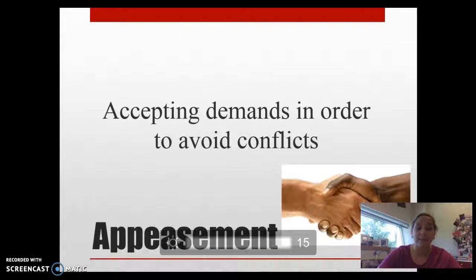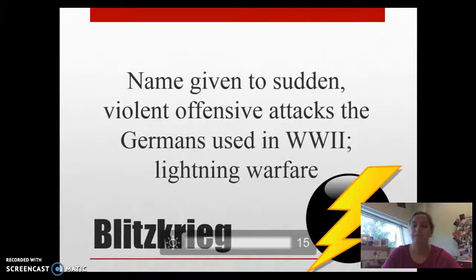Next, we have appeasement. Remember, when you appease somebody, you're kind of doing it even though you don't really want to, maybe. So appeasement is accepting demands in order to avoid conflict. You might be kind of shaking hands with the person saying, okay, I'll do this, even though you may not really want to.